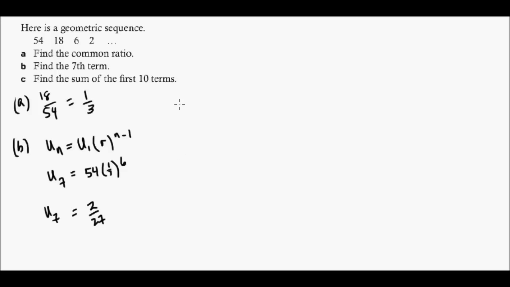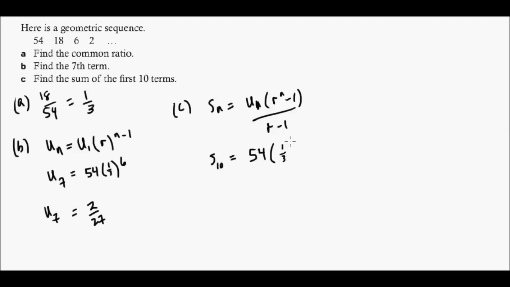Okay, and then find the sum of the first 10 terms. Now this is where you have to be careful with your calculator because a lot of kids make mistakes on this. So the sum of the first n terms is the first term times the common ratio to the nth power minus 1, over the common ratio minus 1. So in this case, it's going to be the sum of the first 10 terms, which would be 54, the first term, times 1/3 to the 10th power minus 1, over 1/3 minus 1.